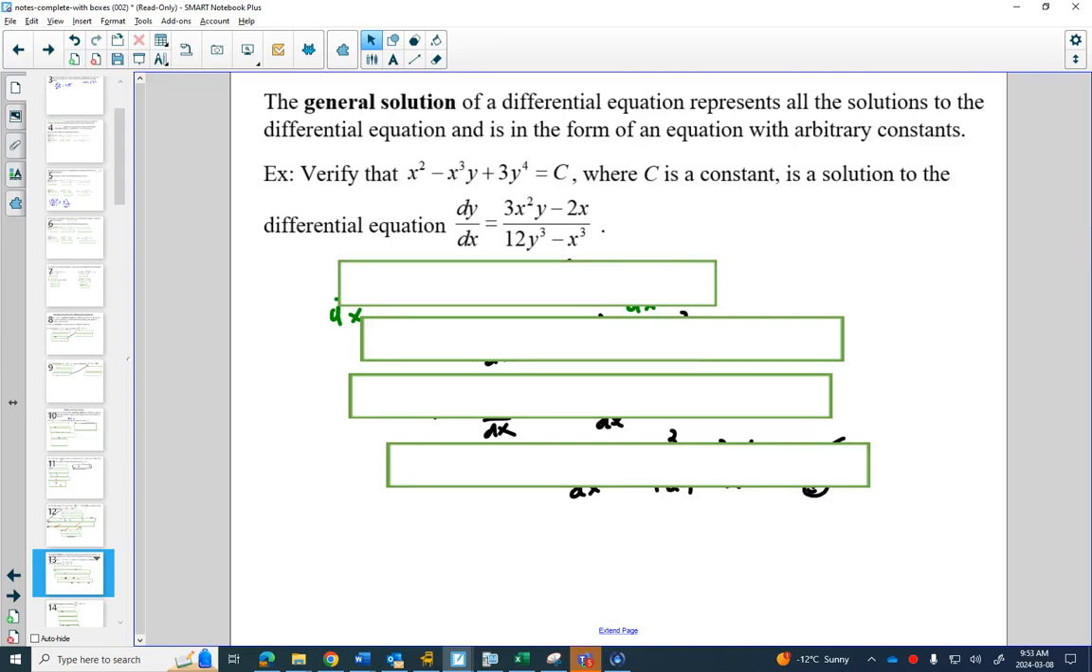So just like when we found the antiderivative, we had a plus c because there could be any c at the end or any c available. Sometimes in differential equations, we have a general solution where something represents every single possible form of the solution, and we have a c value as well. So here, we want to verify that this equation with a constant c is the general solution to that differential equation.